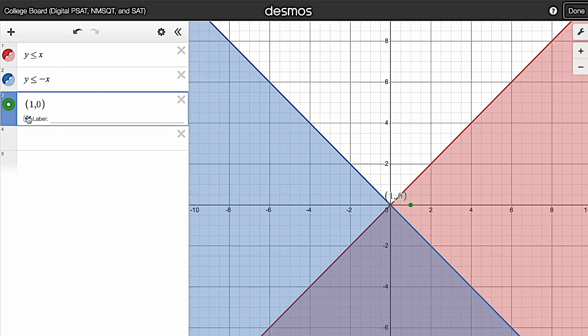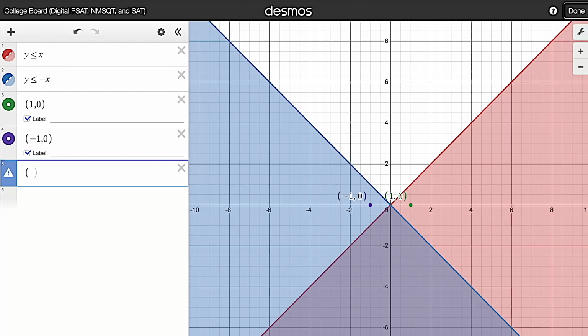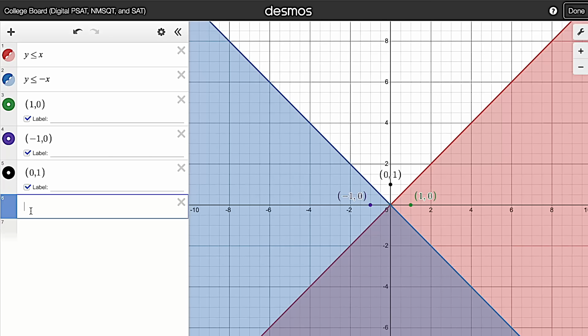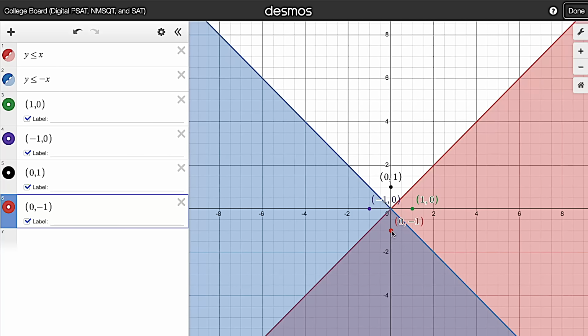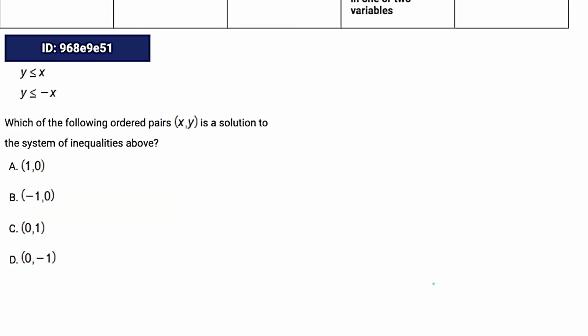You could even label it so it kind of pops up for you. We had negative 1, 0. We had 0, 1. And then we had 0, negative 1. All right. And you can see that the only one that actually exists in this area we're looking at is the 0, negative 1, the red one, which was choice D. So our answer in this case is going to be choice D.